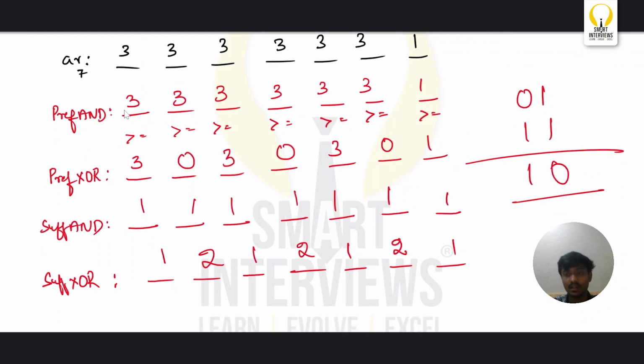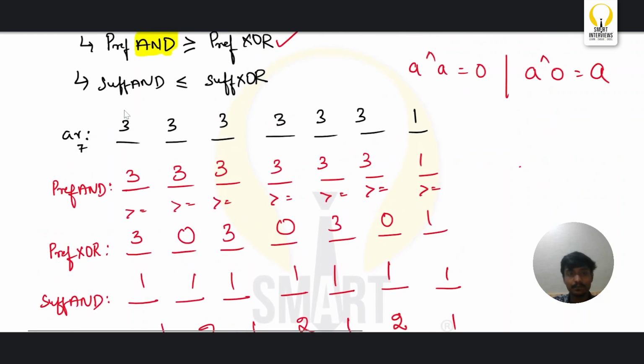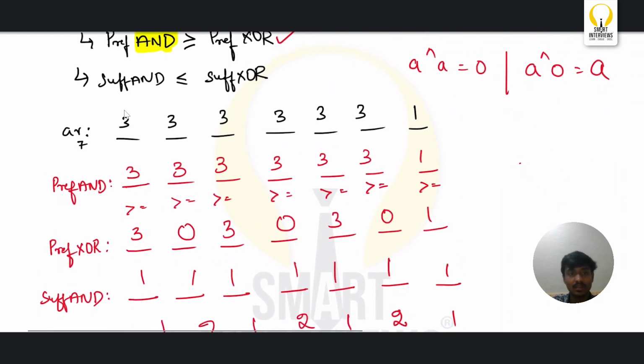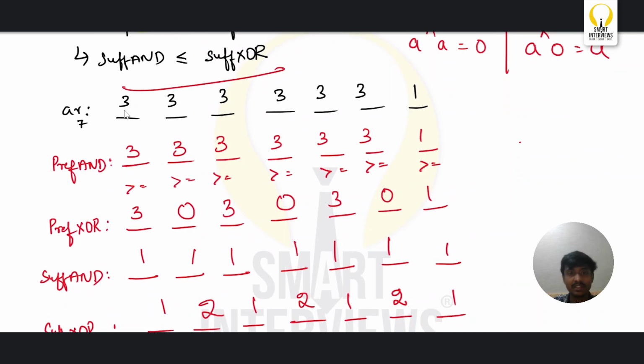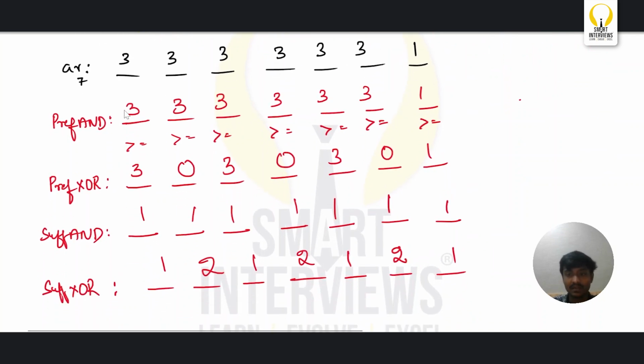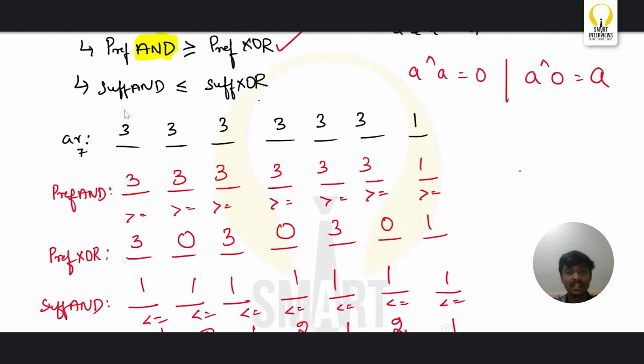Now let's see the second condition: suffix AND less than or equal to suffix XOR. Is 1 less than or equal to 1? Yes. Is 1 less than or equal to 2? Yes. Is 1 less than or equal to 1? Yes. Similarly for everything. Now if you see, our second condition is also met.